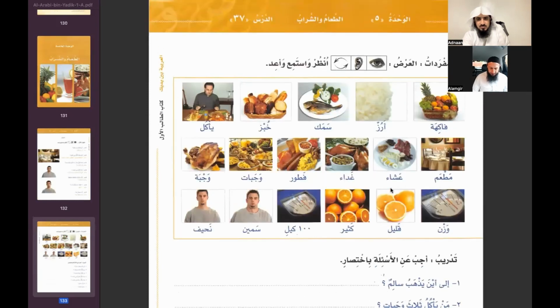So you're getting the idea that this conversation is going around food and drink. Now we'll take the vocab and go back and see if you can understand it. So read and tell me what it is according to the picture.